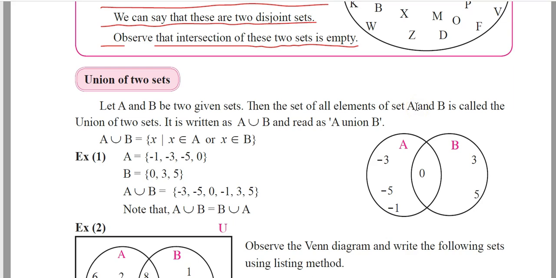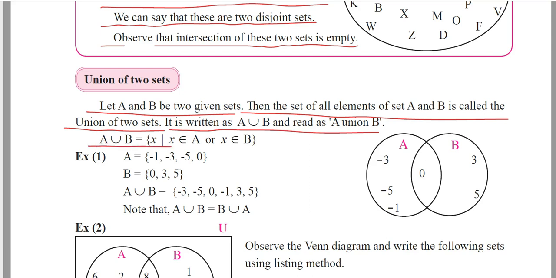Union of the two sets. Let A and B be the two given sets. Then the set of all elements of the sets A and B is called the union of the two sets. It is written as A union B and read as A union B. Therefore, A union B is equals to X such that X is in A or X is in B.